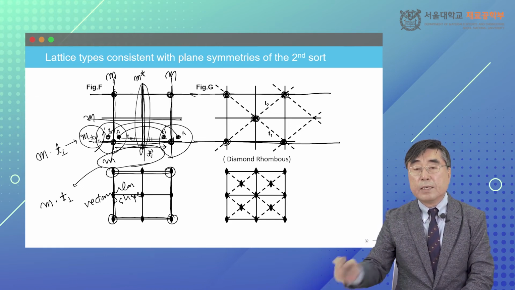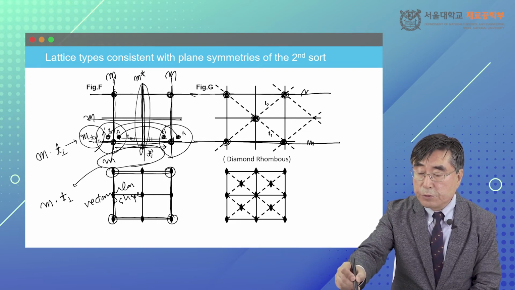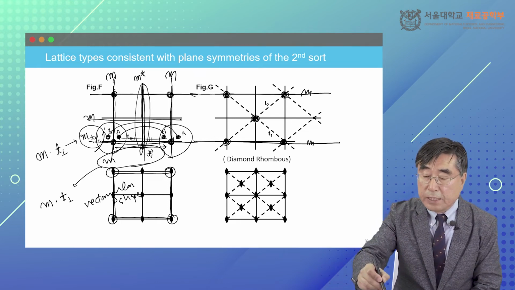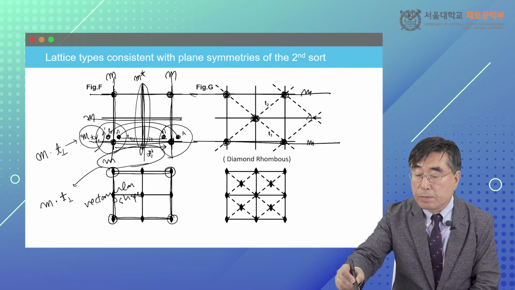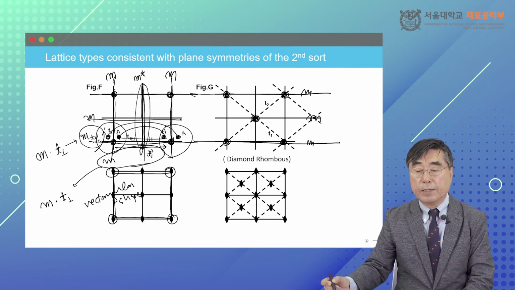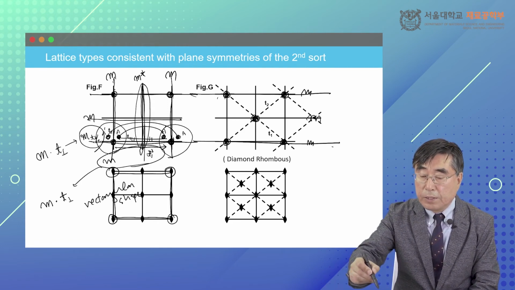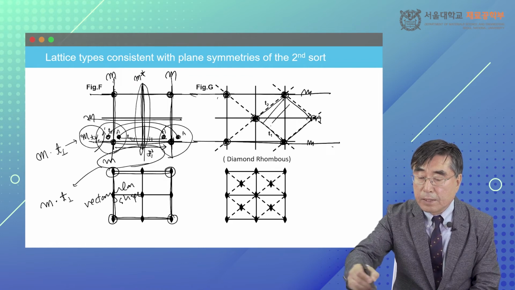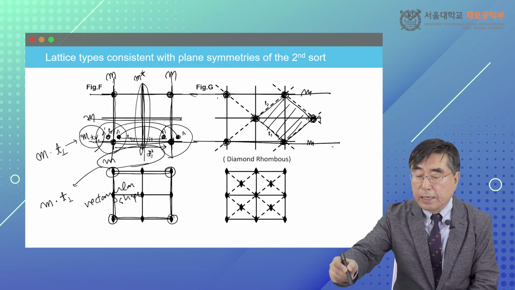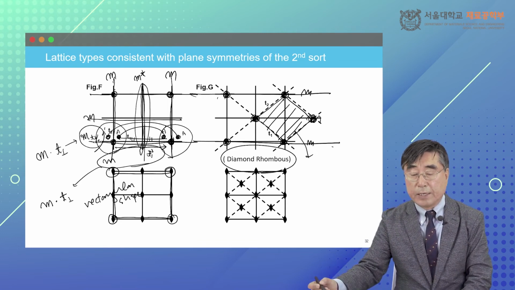Then, as you see, because the lattice points should be all the same, if there is a lattice point, then this one should be a mirror plane also. Okay, so these are the mirrors and these are the mirrors. Now, in this case, we put the unit cells like this as a rhombus type. This is what we call diamond rhombus type.